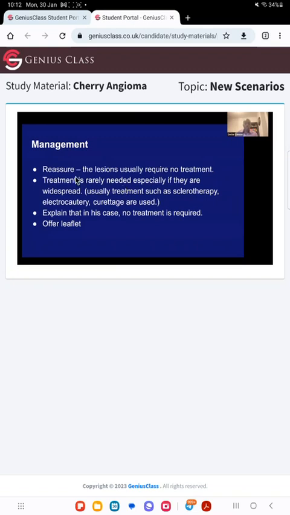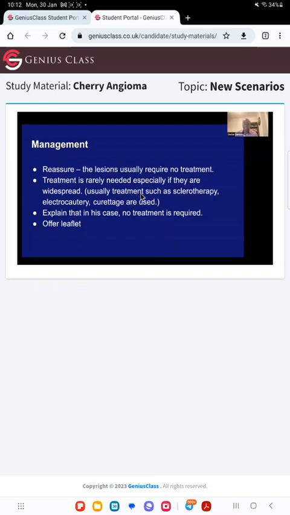How do you manage? Well, reassure the patient. The lesions usually require no treatment. Treatment is rarely needed, especially if they are widespread. In this particular case, this patient has got lesions on the chest, on the abdomen, the whole trunk, and the upper extremities. So it would usually need no treatment in this case, only reassure them that it is not a cancer or anything serious, they are cherry angiomas.